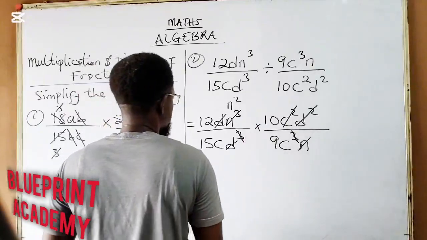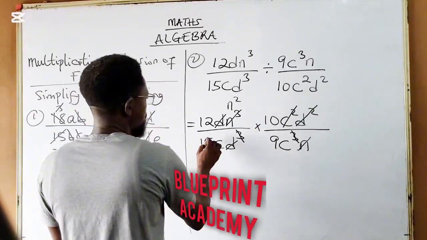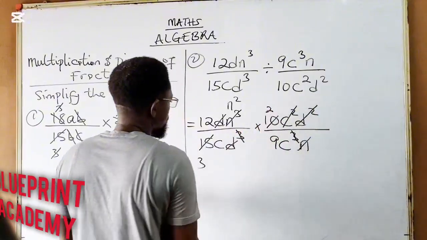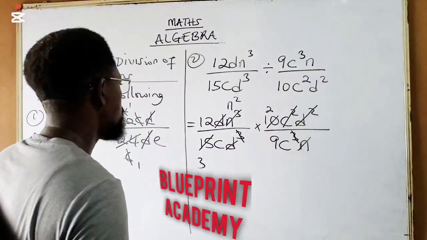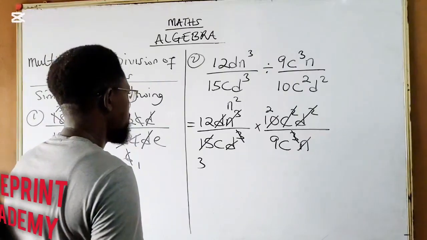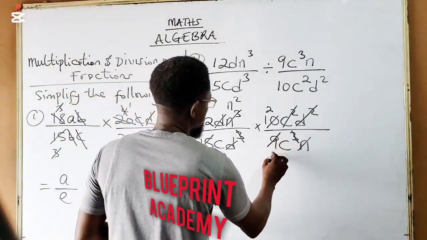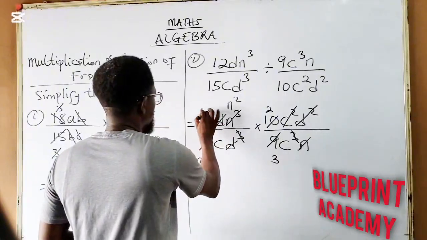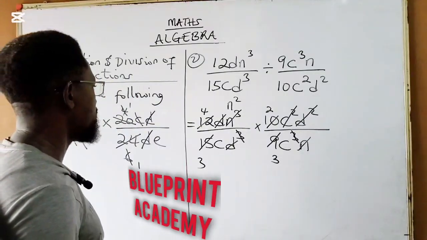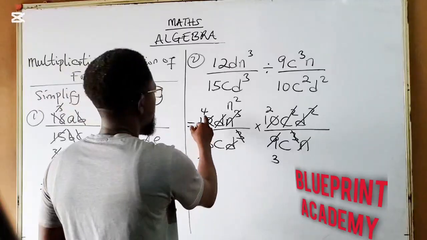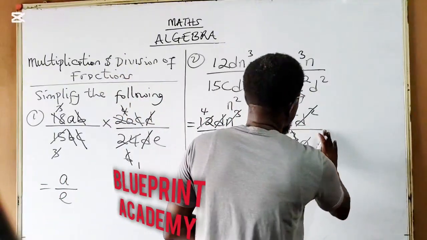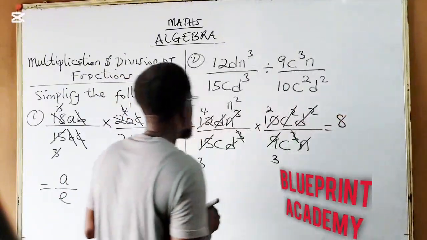We go back now to the numbers. 5 can divide this, that will give us 3. 5 can divide 10, and that will give us 2. Let's check what else can divide. 3 can divide 9; 3 into 9 will give us 3. Then 3 into 12 will give us 4. Let's check again if anything can still divide. Nothing else can divide. So we multiply 4 times this 2, and that will give us 8 in the numerator.